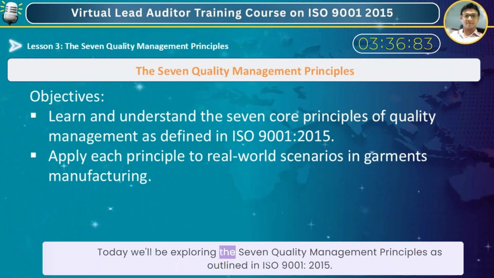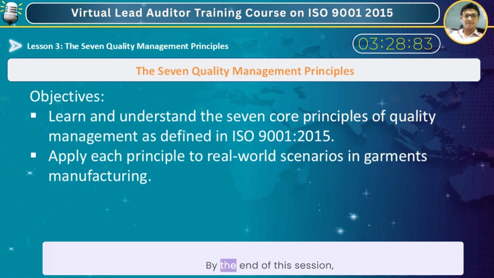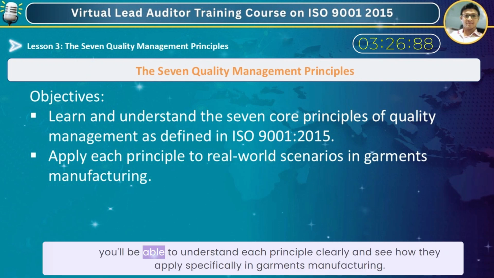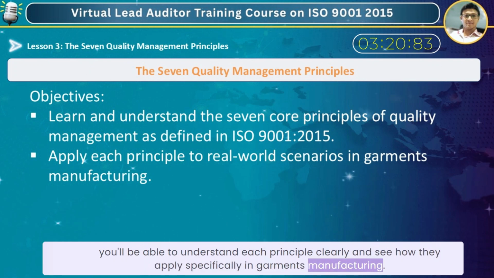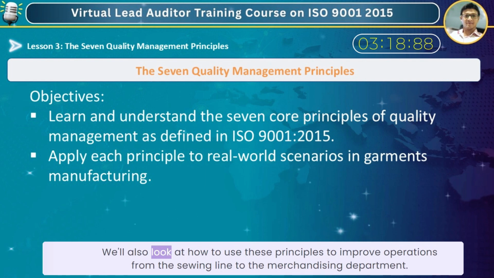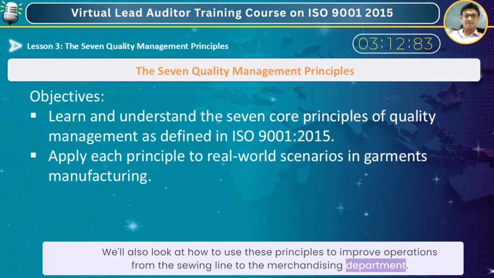Today we'll be exploring the 7 quality management principles as outlined in ISO 9001-2015. By the end of this session, you'll be able to understand each principle clearly and see how they apply specifically in garments manufacturing. We'll also look at how to use these principles to improve operations from the sewing line to the merchandising department.